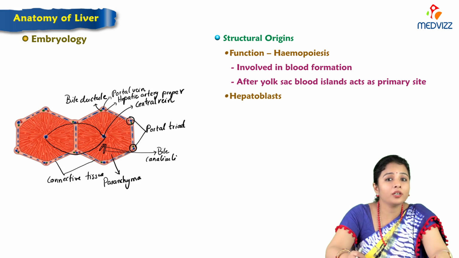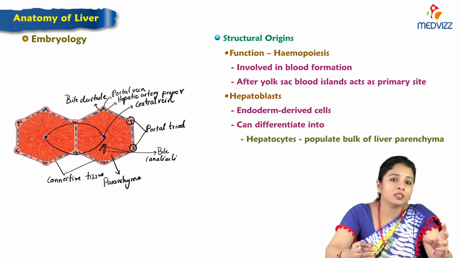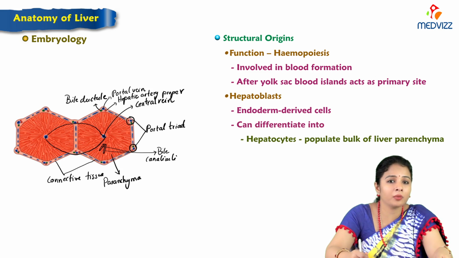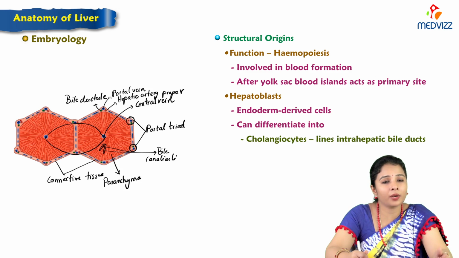Hepatoblasts are derived from the endoderm. They are endoderm-derived cells which can differentiate either into hepatocytes, which populate the bulk of the liver parenchyma, or into cholangiocytes, which line the intrahepatic bile ducts.